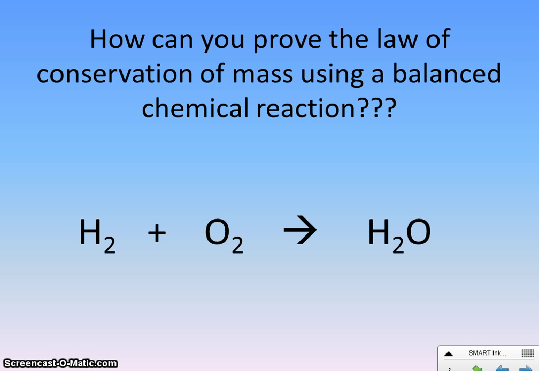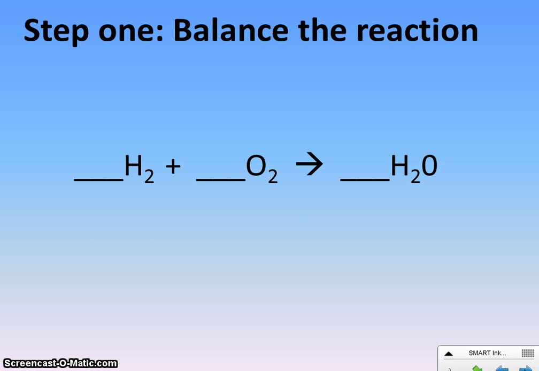Okay, here's our typical equation. We've seen this example many, many times. This is the formation of water using hydrogen and oxygen. So how do we prove the law of conservation of mass using a balanced chemical reaction? Well, there's 3 steps in this process. The first step is you have to actually balance your reaction.